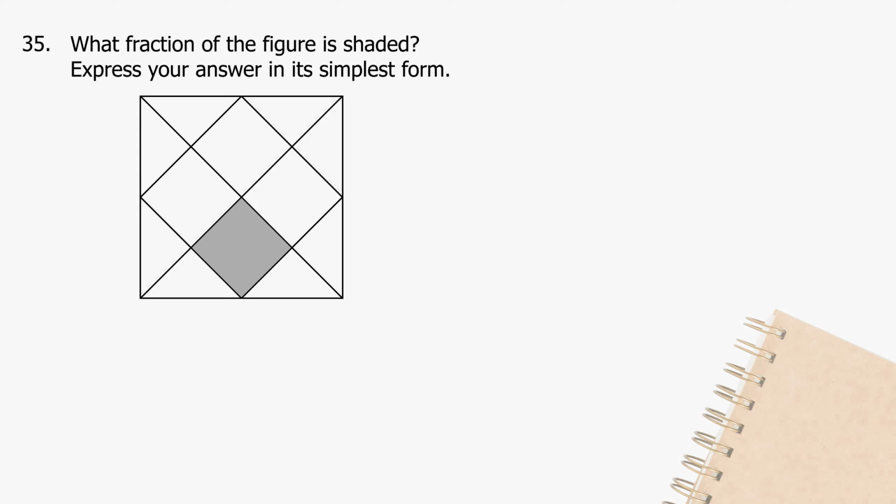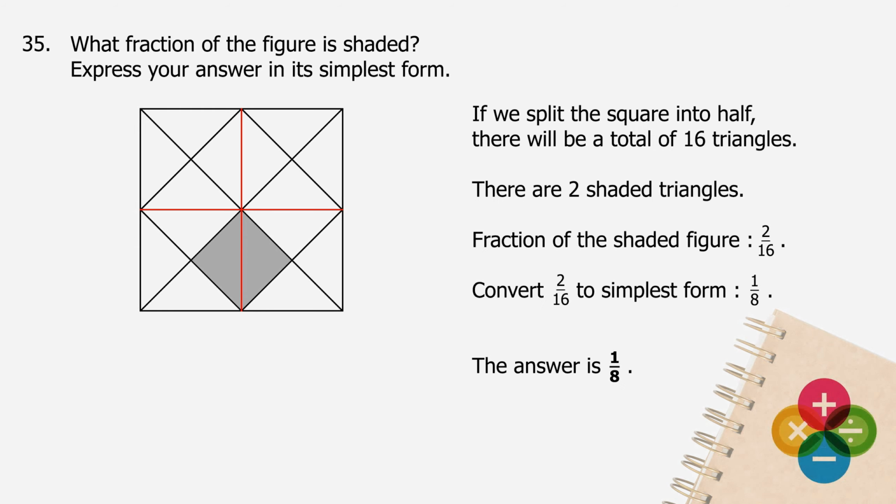Question 35. What fraction of the figure is shaded? Express your answer in its simplest form. If we split the square into half, there will be a total of 16 triangles. There are two shaded triangles. The fraction of the shaded figure will be 2/16. Convert 2/16 to simplest form will be 1/8. The answer is 1/8.